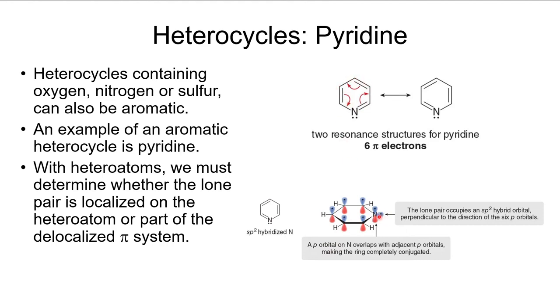So the lone pair in this case is going to be in an sp2 hybridized orbital, which means it is not conjugated. The electron density is not delocalized throughout that ring. And so we get quite a bit of localized charge on that nitrogen.